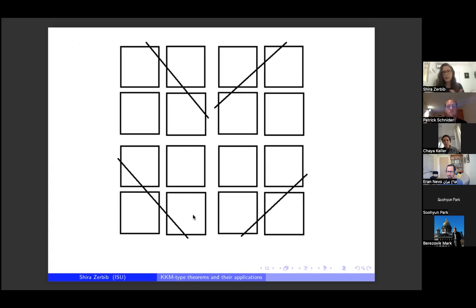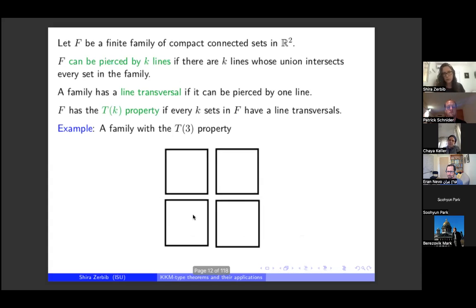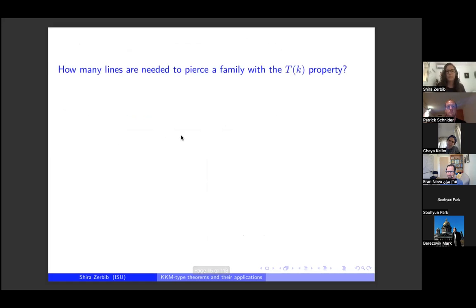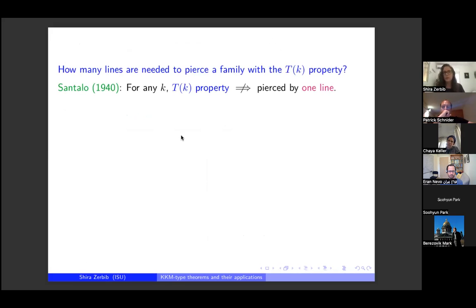So here is an example. This example of the squares here has the T3 property because of this picture here. Santaló showed examples for any K of families with the TK property that cannot be pierced by one line. So at least 2 lines are needed.